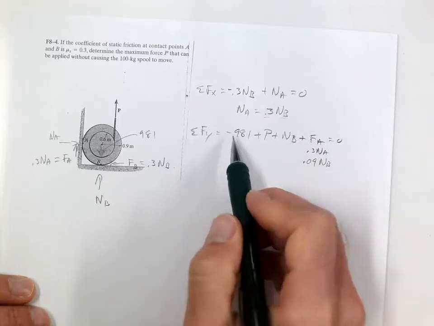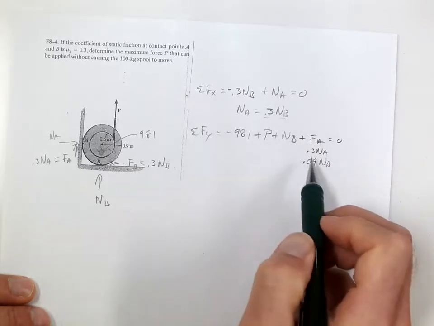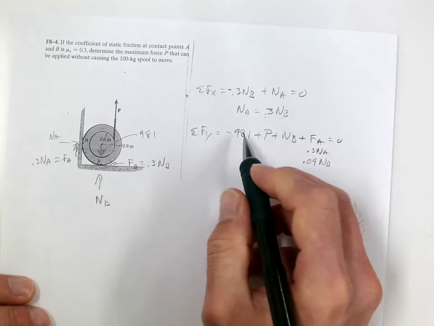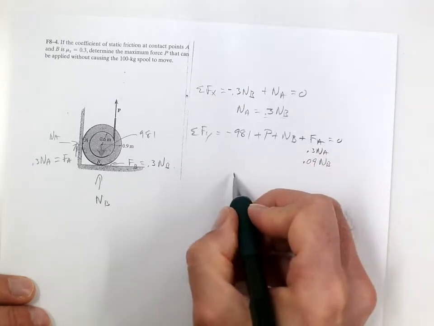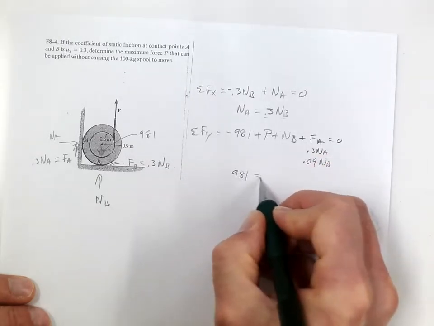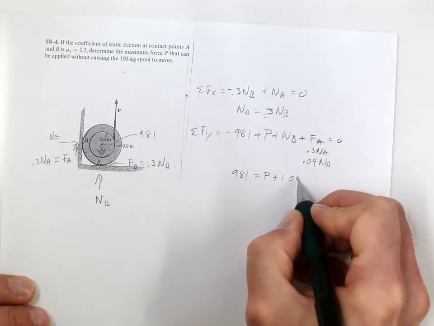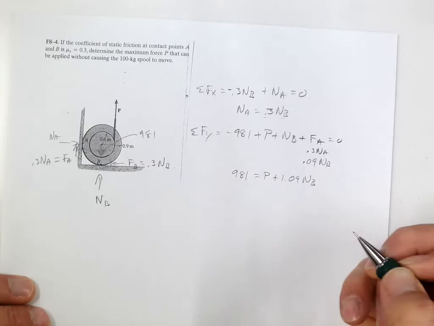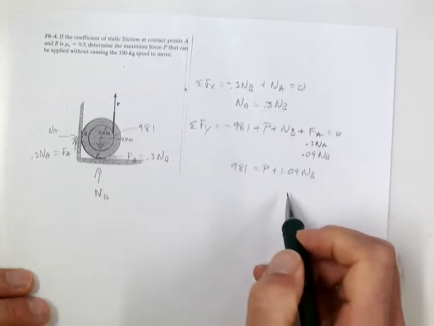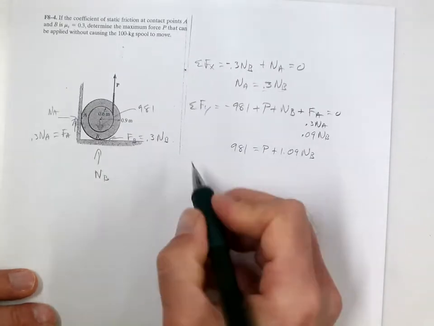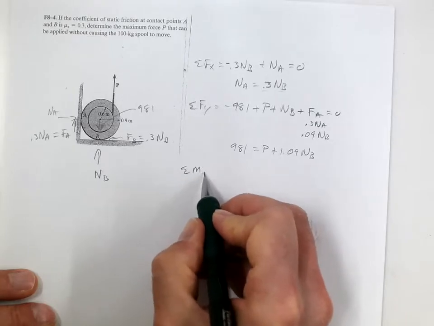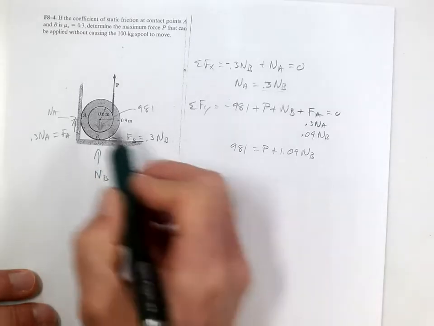Okay, now combining these two, and moving 981 to the other side, we have 981 equals P plus 1.09 NB. Now we still have two unknowns. We need another equation, so we'll sum the moments about the center of the spool.